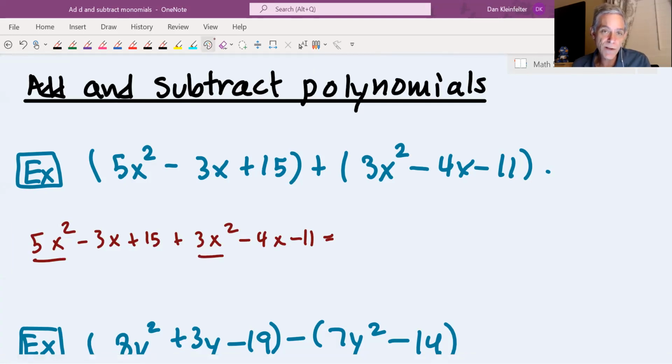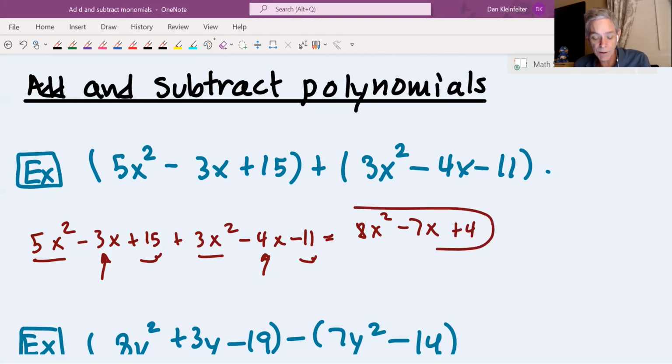5x squared plus 3x squared will be 8x squared. And then we'll have x's: negative 3x minus 4x is negative 7x. And then finally the constants, 15 minus 11 is 4. Okay, and that will do it.